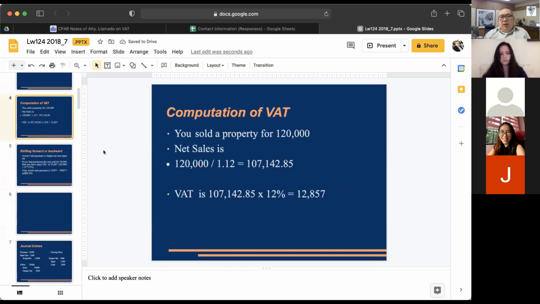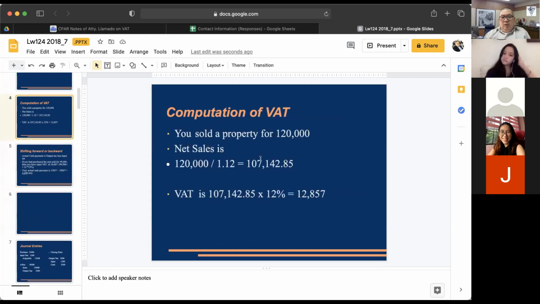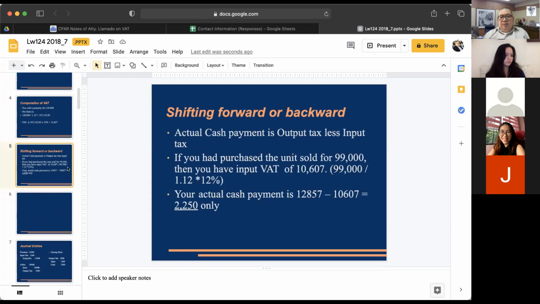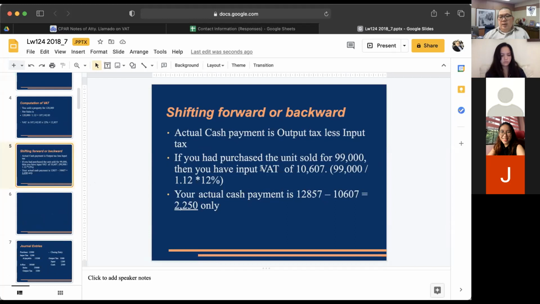if you sold something for 120,000, your sales is 107, your VAT is 12,857. That is what you collect from the customer. But in reality, you don't pay 12,857 because you bought it for 99,000. You have a VAT input of 10,607. So your actual cash payment is only 2,250. That is why it's called shifting.